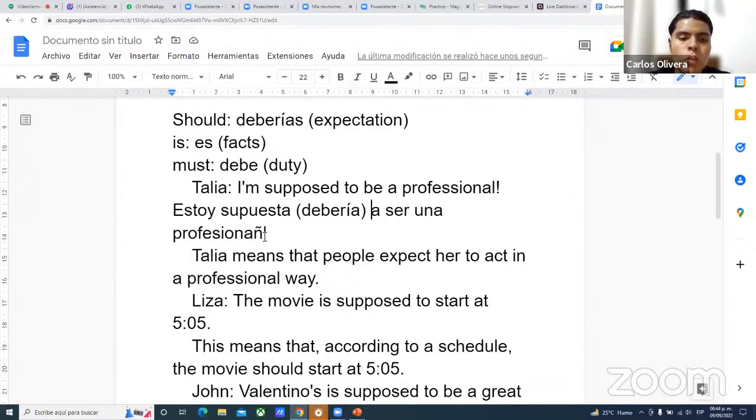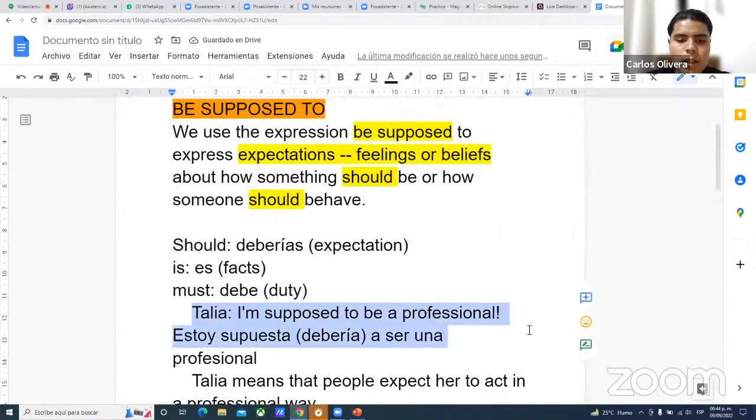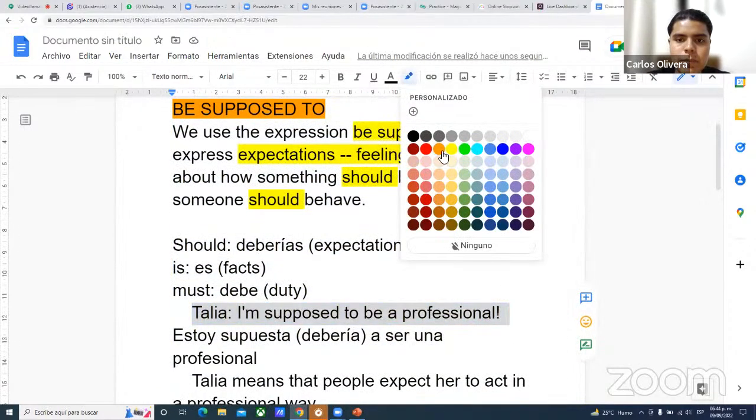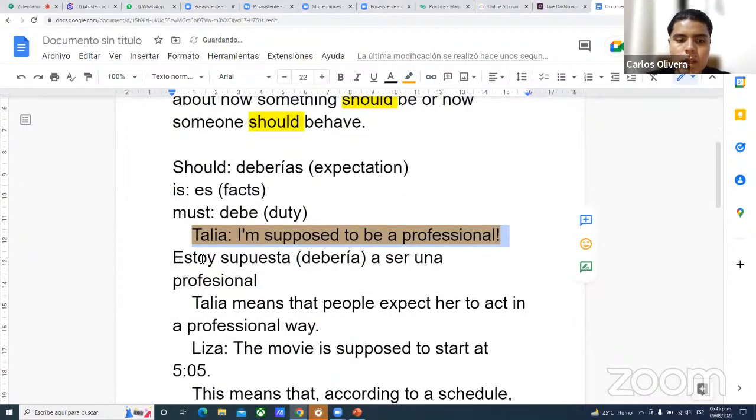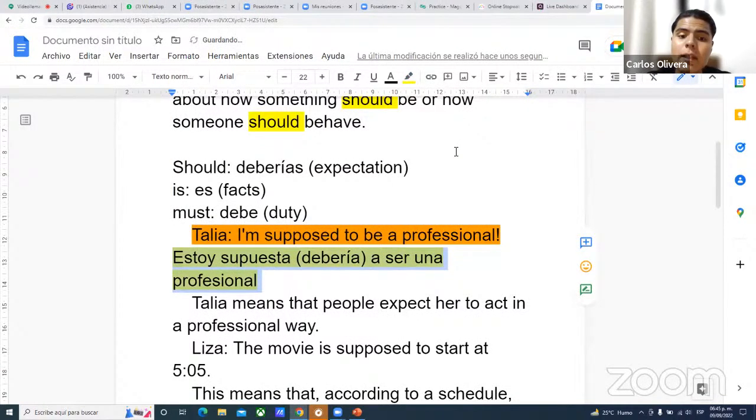I'm supposed to be a professional, okay? That is the meaning here. I'm sorry. I'm supposed to be a professional. And here the translation. Estoy supuesta, lo que quiere decir debería ser una profesional. Estoy supuesta a ser una profesional. Debería ser una profesional. Talia means that people expect her to act in a professional way, right? That is what it means.